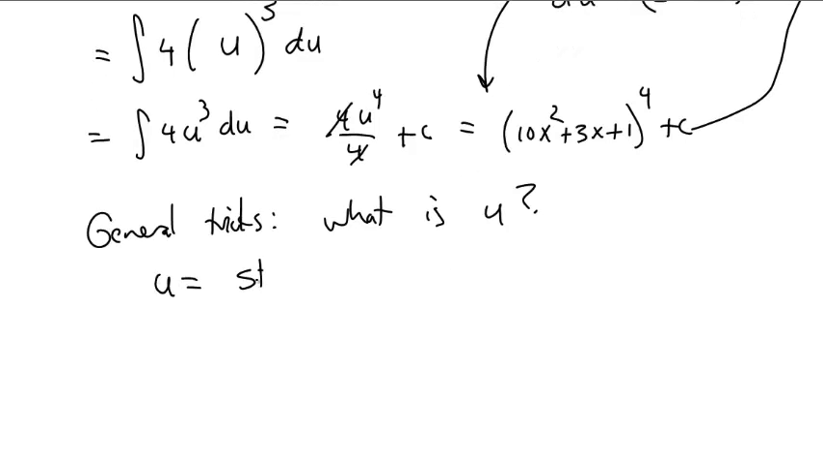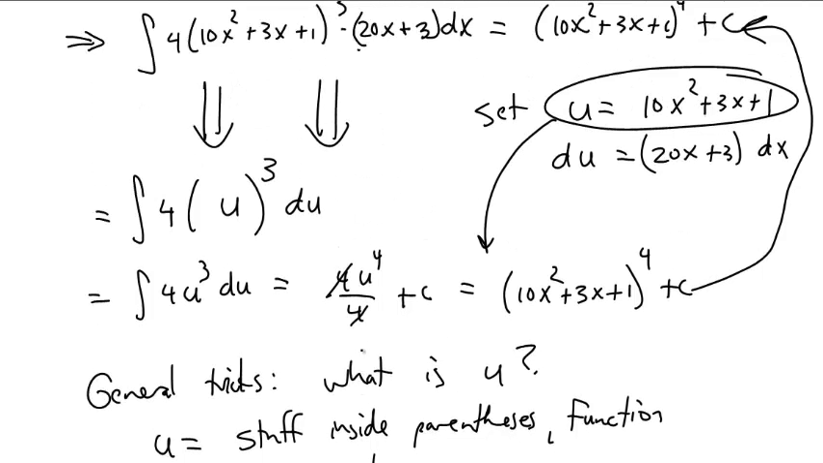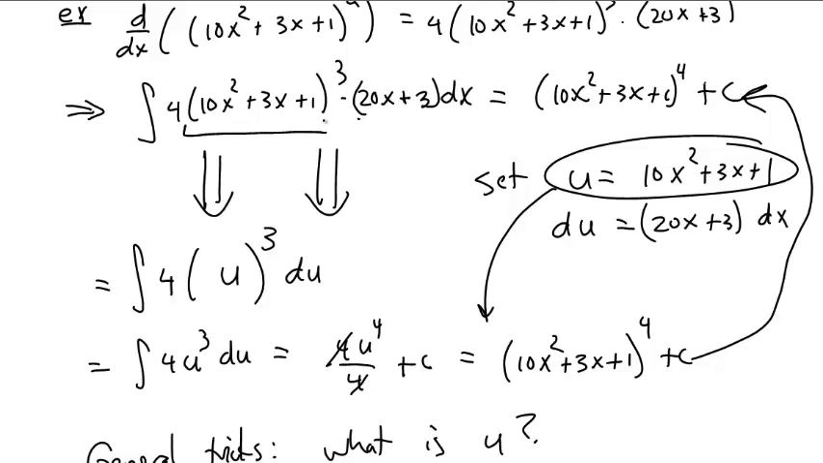u is the stuff inside parentheses, or inside of a function. u could be the denominator. u could be an exponent. And unfortunately, don't ever rule out the fact that maybe u substitution doesn't work. What it basically works for is when you can turn all of your x's into u's except for some which turn into du. Let me do some problems.